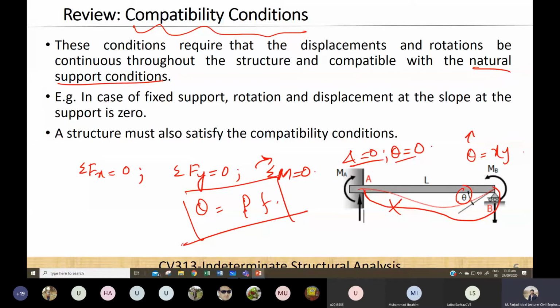And then once we have this fourth reaction, we will substitute it into the equilibrium equations and we will figure out the other 3 reactions. So this fourth equation, which is correlating the displacements and rotation with the deflection or with the external force, is known as the compatibility condition. But we have to be very careful while writing these conditions, because they depend on the support conditions and types of beam, and I think you will get used to it once you solve different types of structures.